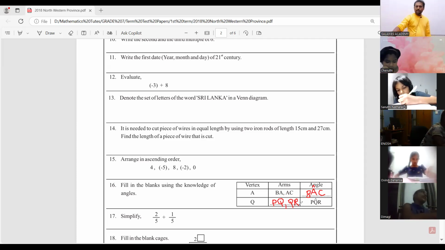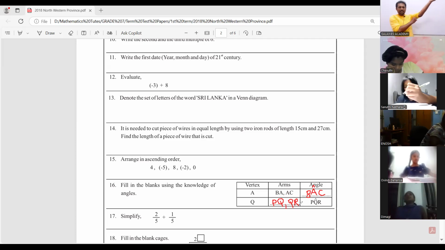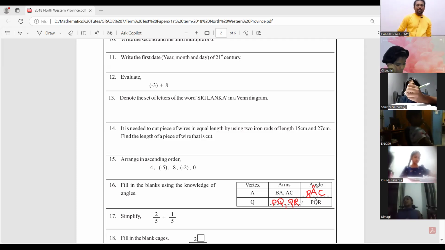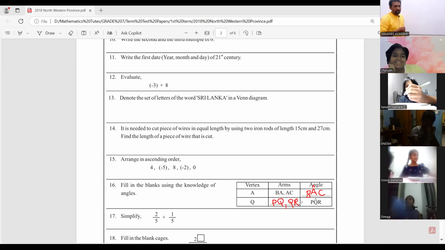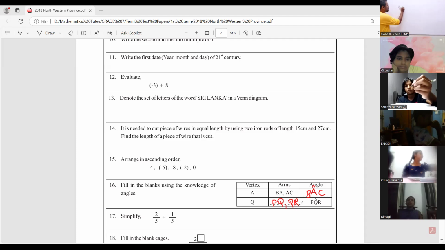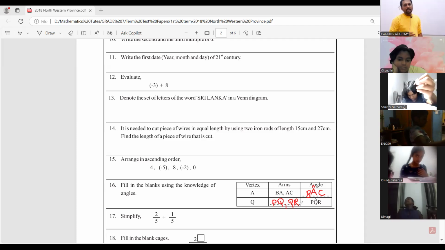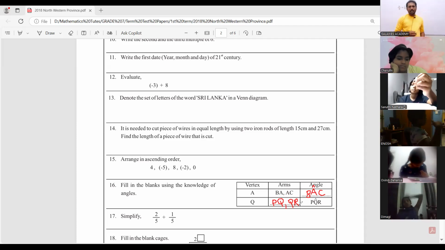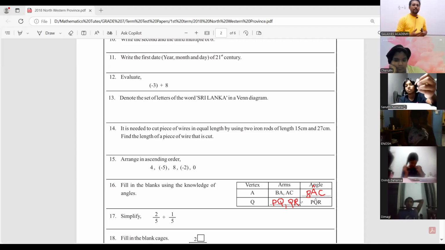Right, let's go to the 17th question. It is a simple question: addition of fractions using grade 6 knowledge. Also in grade 7, you have to study in the second term about the addition and subtraction of fractions, and also the addition of mixed numbers. Several types you have discussed, and you have to study them.